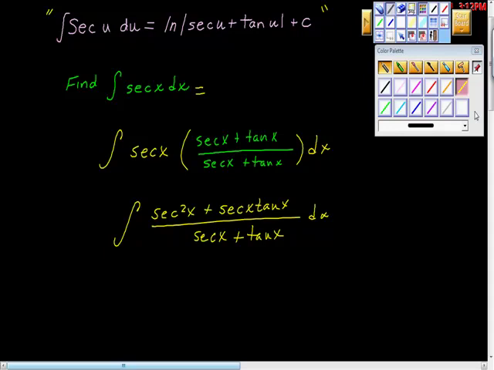Let's take the differentiation formulas here. The derivative of tan x is secant x squared, and the derivative of secant x is secant x tan x. I should have written them in a different order, but anyway, the first derivative of secant x is secant x tan x.